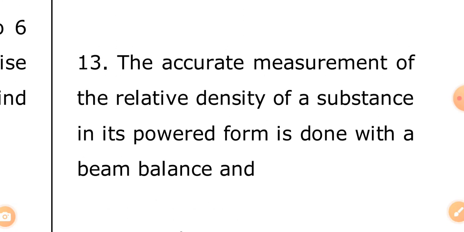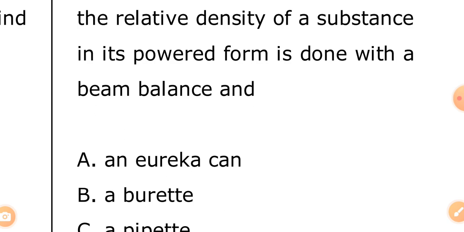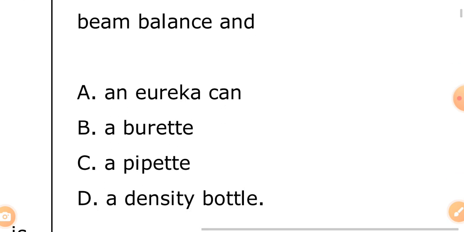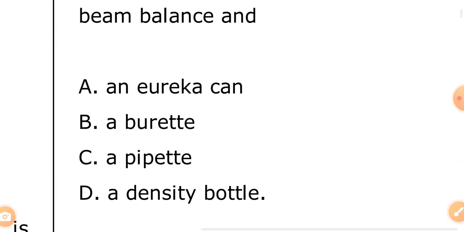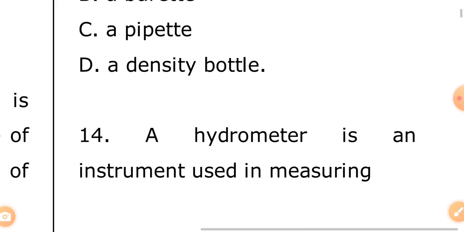Question 13. The accurate measurement of the relative density of a substance in its powdered form is done with a beam balance, and the answer is D. Beam balance and a density bottle.